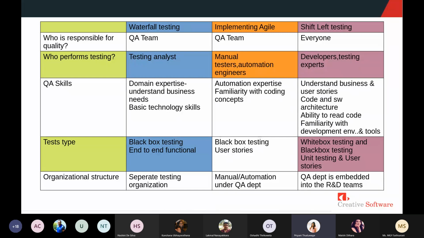So when we talk about testing types in waterfall, they are normally doing black box testing and end-to-end functional testing. It means they are testing as an external customer, so they don't need to worry about what the languages are or what the infrastructure is. They don't need to worry about the internal structure of the software. They just need to click buttons and enter some values, things like that.